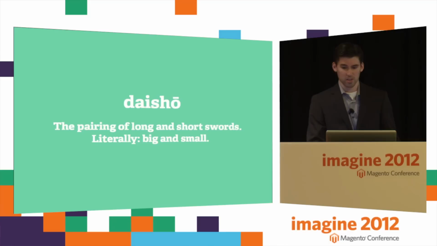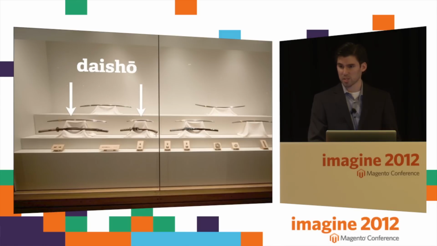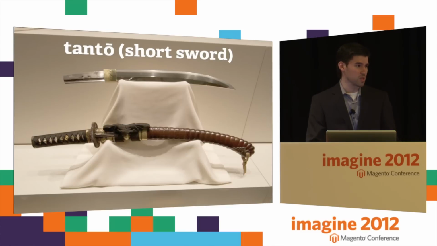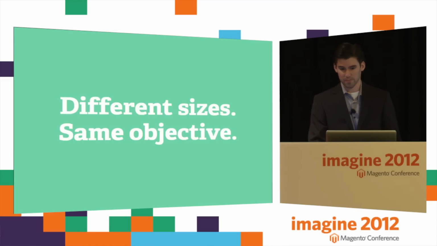Small screen strategy is like Daisho in feudal Japan. Daisho is the pairing of long and short swords. Each sword is designed for a specific constraint. Tachi are for open field battle on horseback, and Tanto are for close quarters combat on foot. They have different sizes, but they're for the same objective.